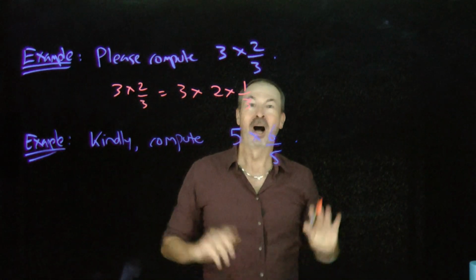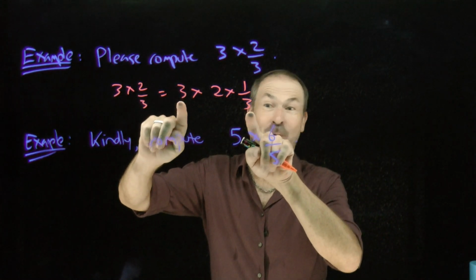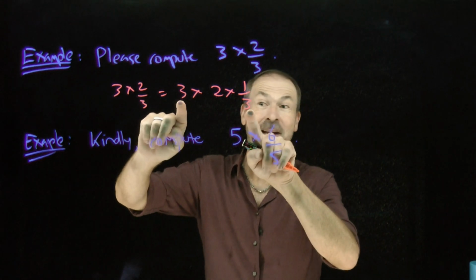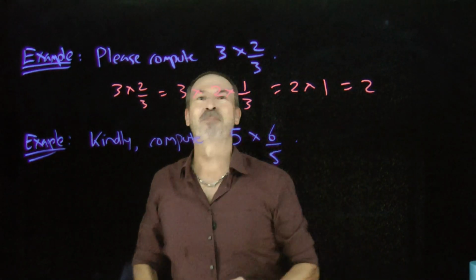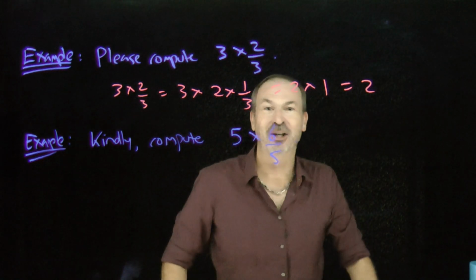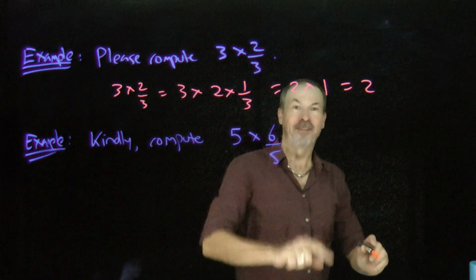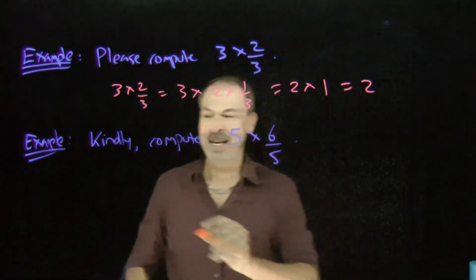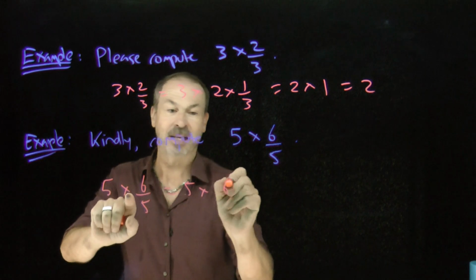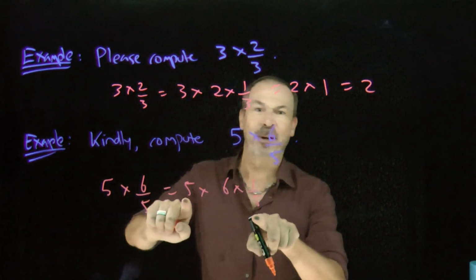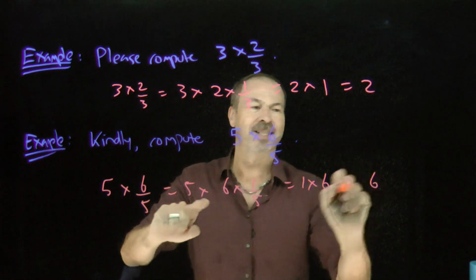Bingo. Now I look at that, I see 3 copies of a third, 3 times 1/3. The basic property of fractions is that 3 times 1/3 is 1. So this is really 2 times 1, which is 2. Bingo. 3 times 2/3 is actually 2. I can now see what 5 times 6/5 is going to be. It's 5 times 6 copies of a fifth. Basic property of fractions, 5 times 1/5 is 1. It's really 1 times 6, which is 6.